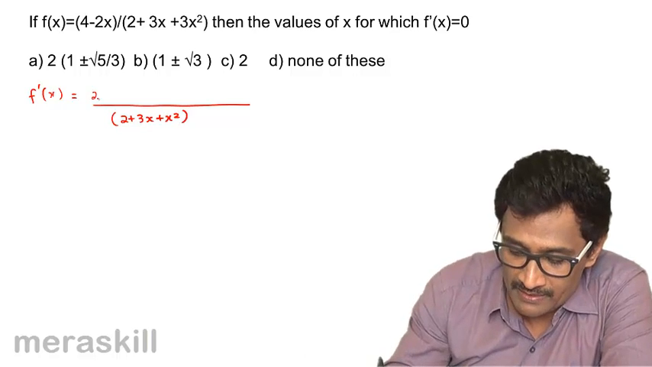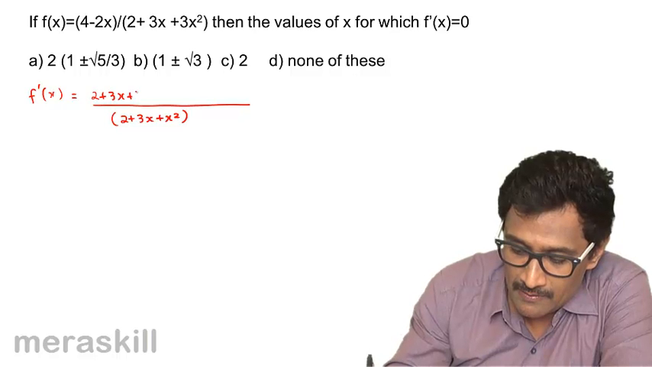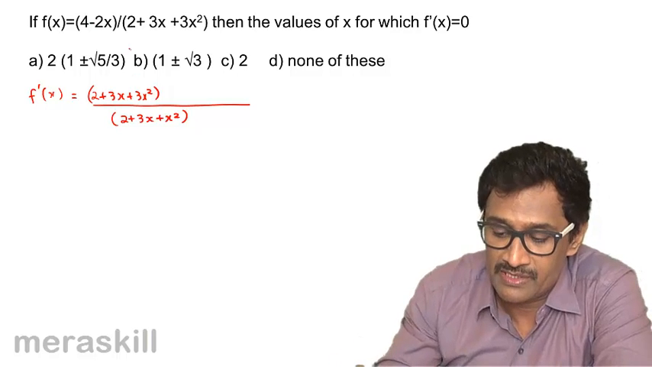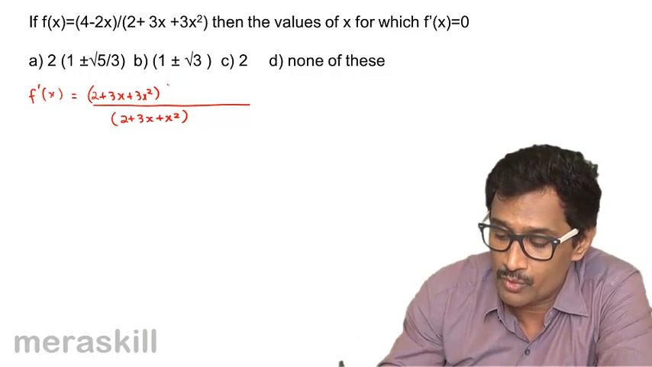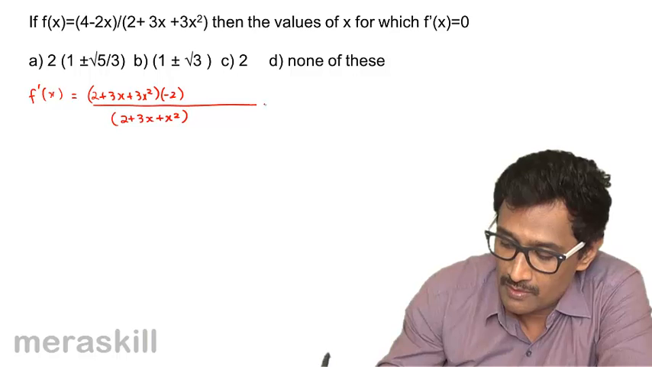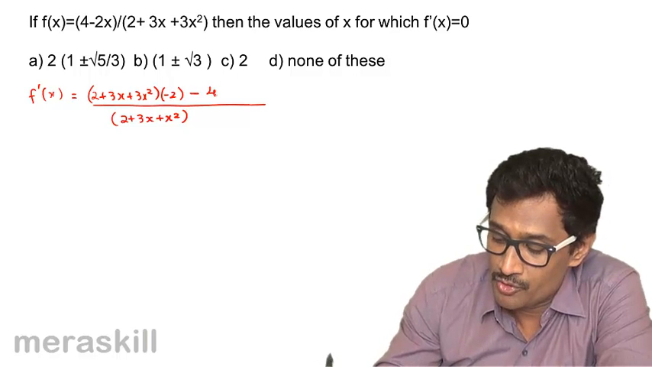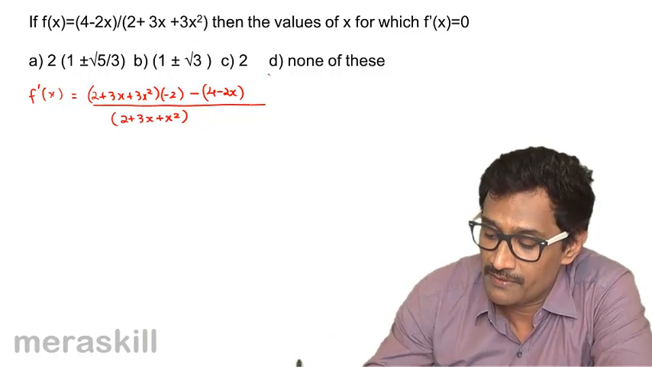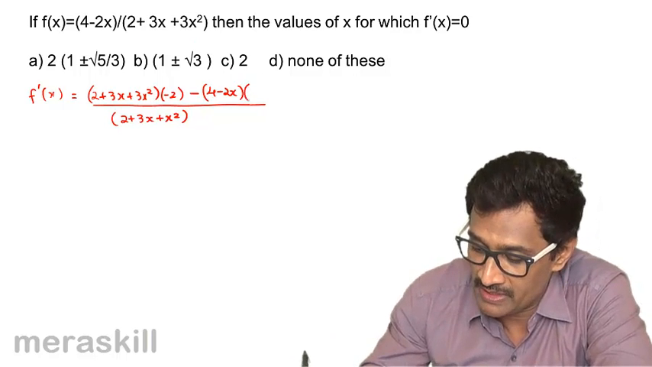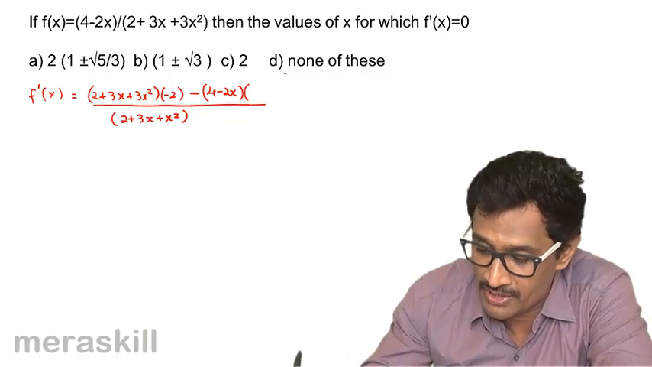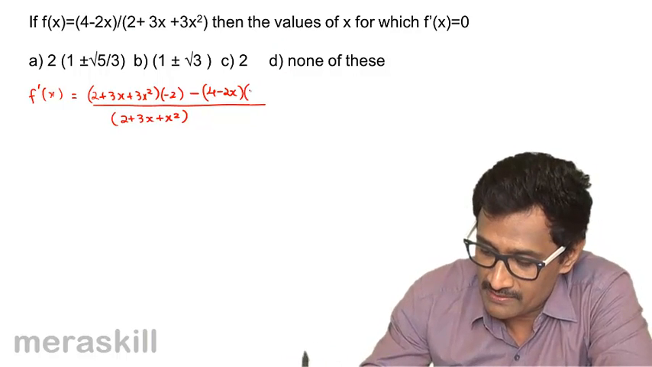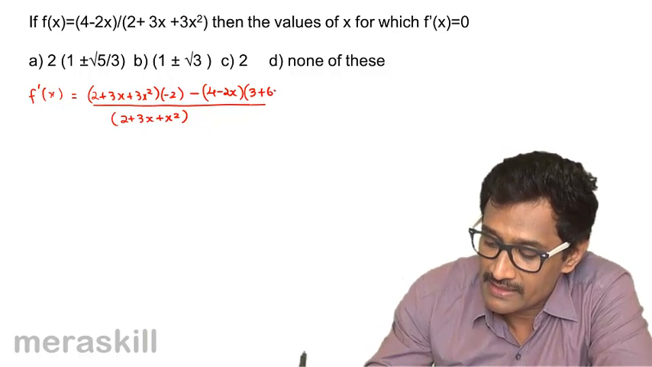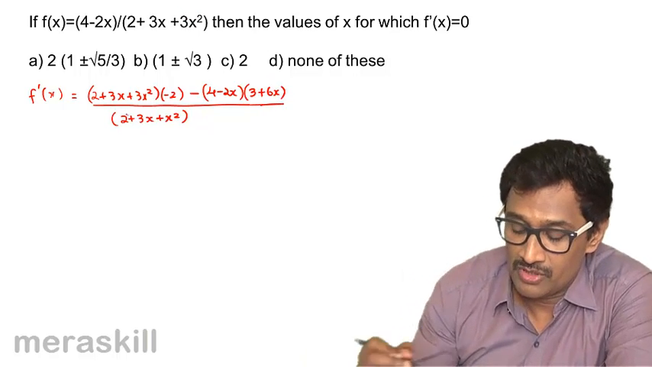Okay, then denominator into the derivative of the numerator, which is d by dx of 4, 0 minus 2x is minus 2, minus numerator into d by dx of the denominator. d by dx of 2 is 0, d by dx of 3x is 3, d by dx of 3x square is 6x. So this is what you get.